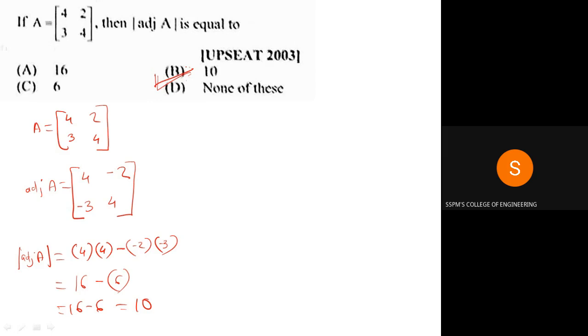Okay. Now we'll see the next example. This is the question that was asked in the 2007 CET exam.